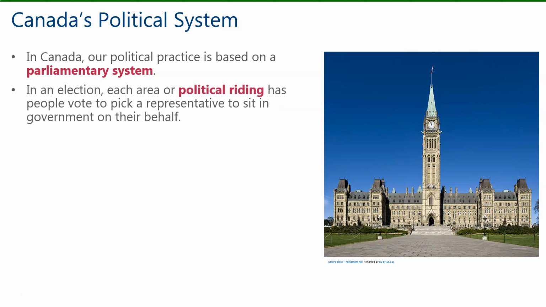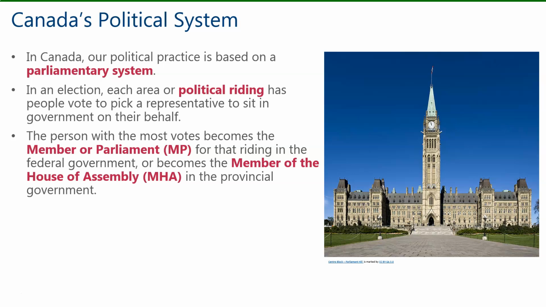In an election, each area or political riding has people vote to pick a representative to sit in government on their behalf. The person with the most votes becomes the Member of Parliament, or you might have heard them referred to as an MP, for that riding in the federal government, or becomes the Member of the House of Assembly, MHA, in the provincial government.